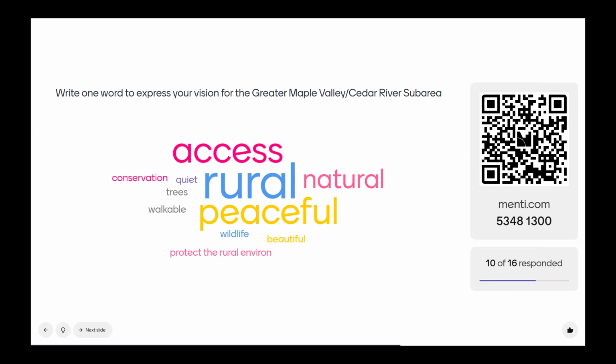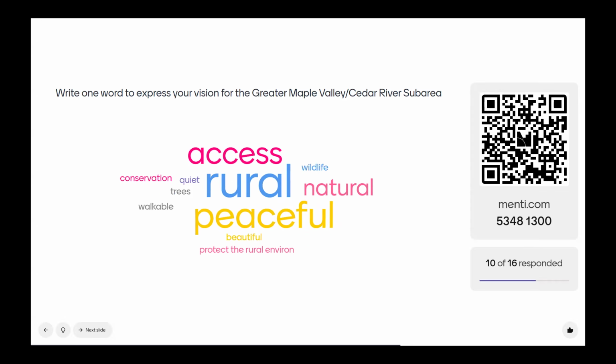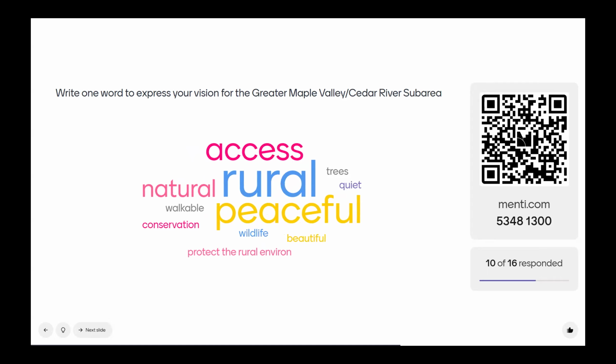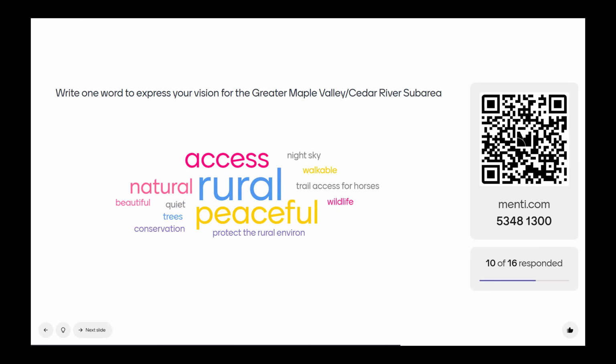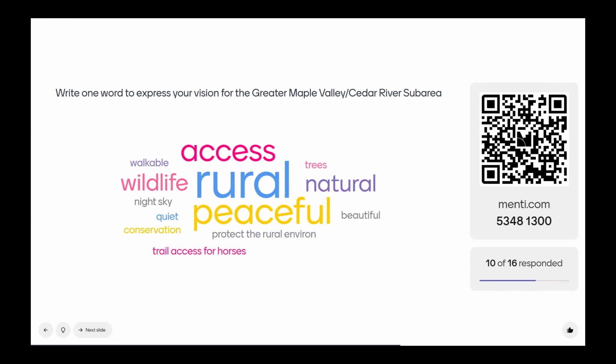Yeah, this is great. We've got a couple more coming in. Natural, got a couple answers for natural now. Awesome. So feels like we can get a sense of what folks have as priority. And you'll remember from the slide we previously shared, the draft vision statement that we have now talks about how the community cherishes the rural character and open spaces, protects forests, rivers, and wildlife, and fosters a welcoming environment. So I'm definitely seeing some of those themes reflected in these responses as well, which is awesome. Got night sky that just came through, trail access for horses. These are great. Feel free to keep dropping answers in there if you think of anything, but we will go ahead and shift to our next slide.